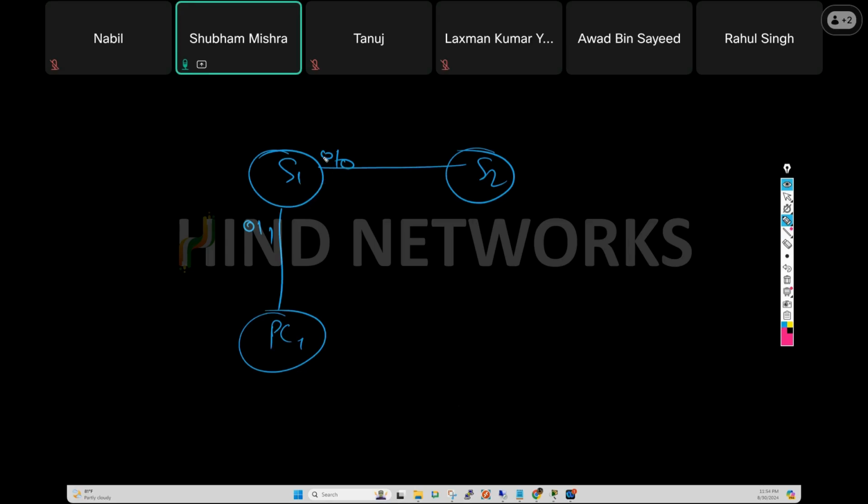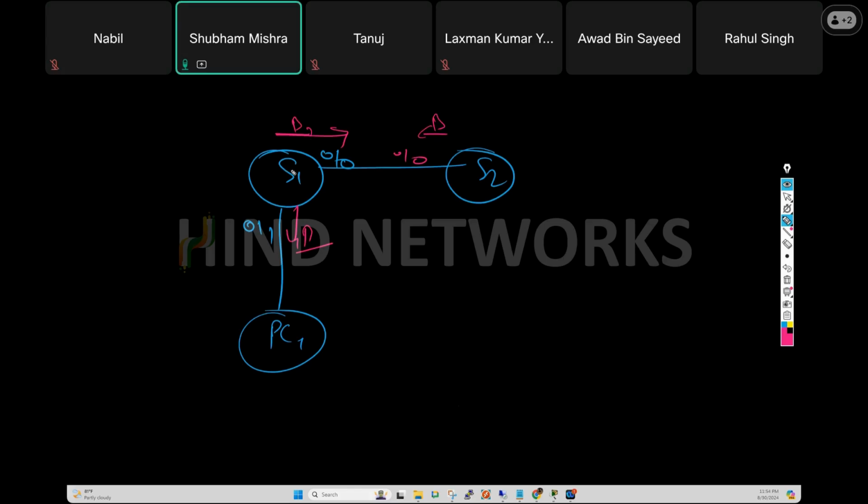For example, right now, election has not happened. So it means both switches are assuming themselves as the root bridge. Yes or no? Everyone? Yes. Switch 1 is sending the BPDU. Switch 2 is sending the BPDU. Switch 1 is sending through here and here. Yes or no? Everyone?